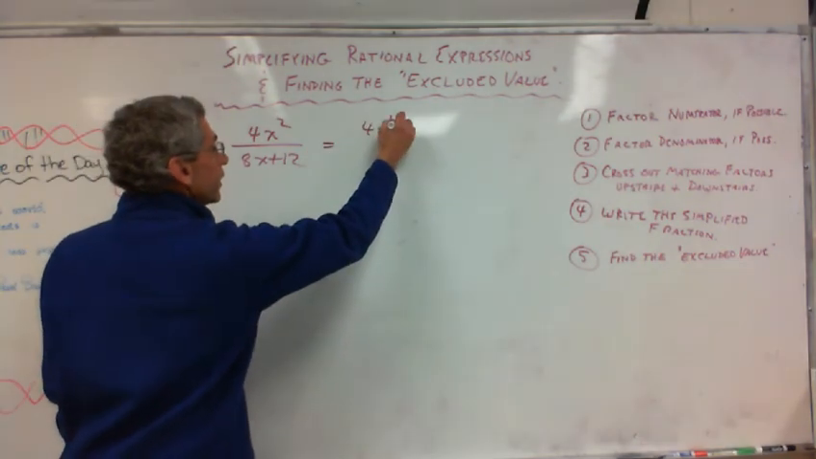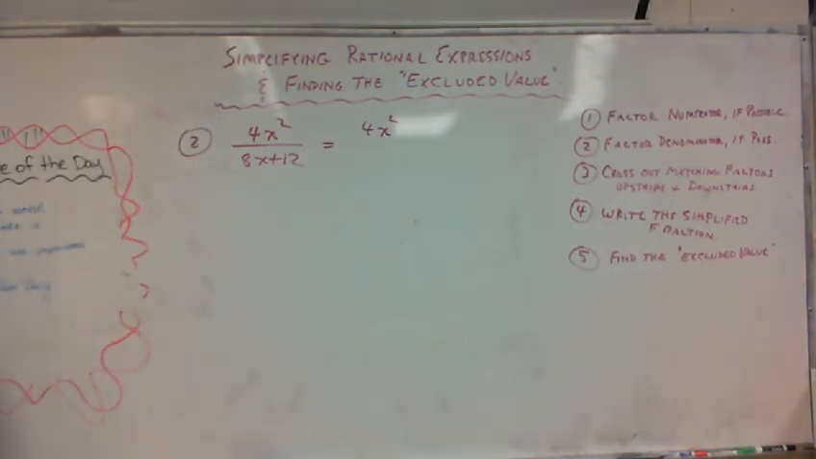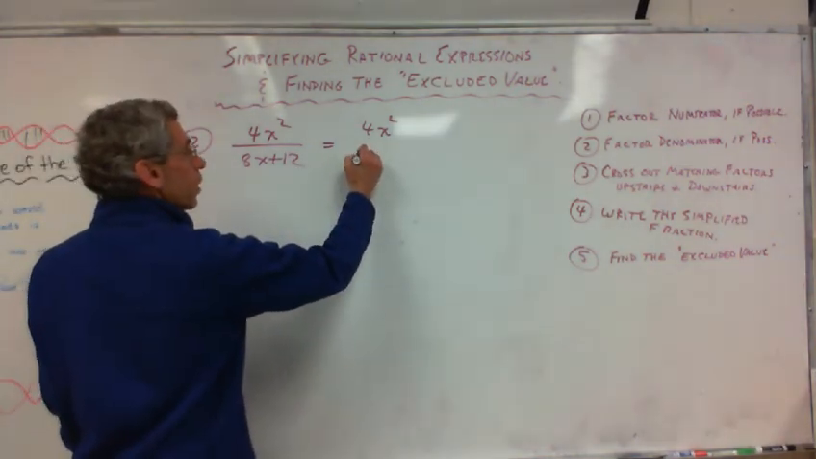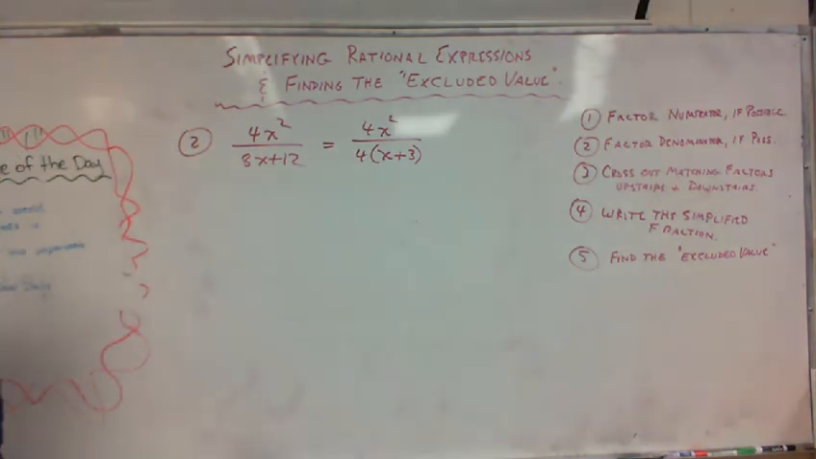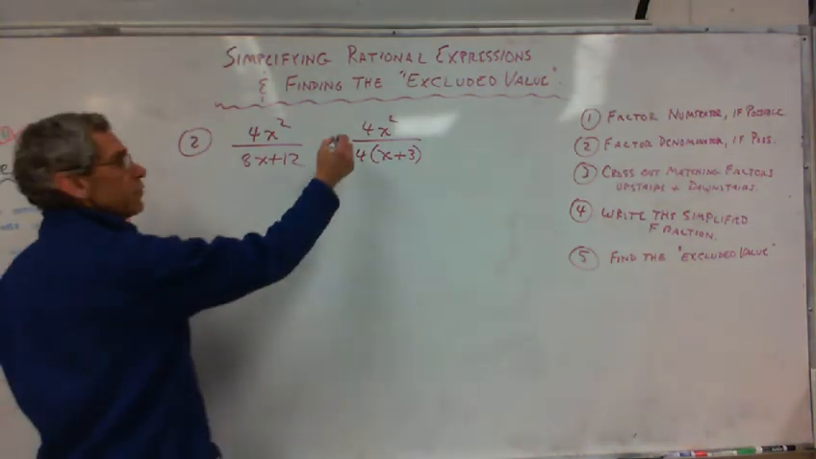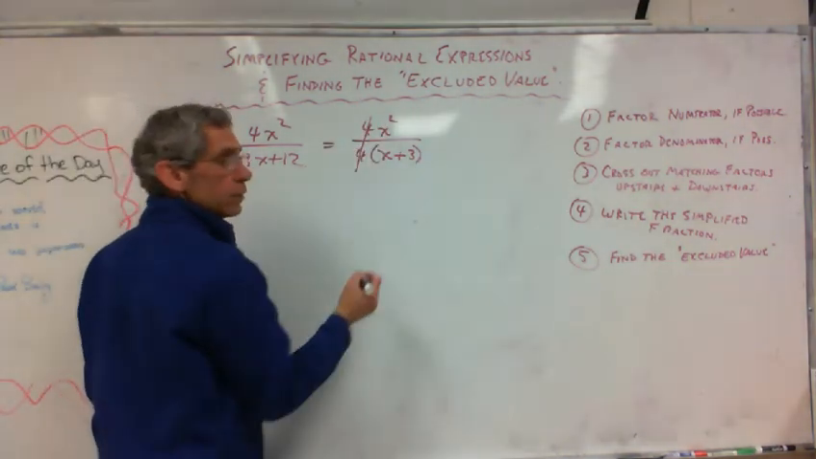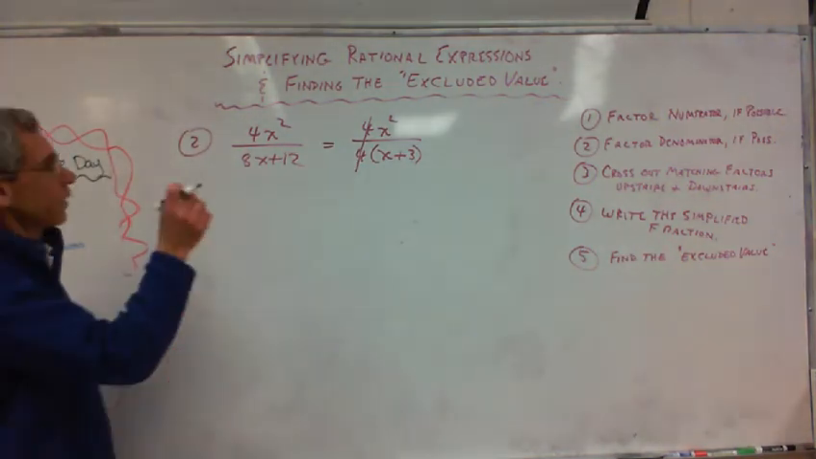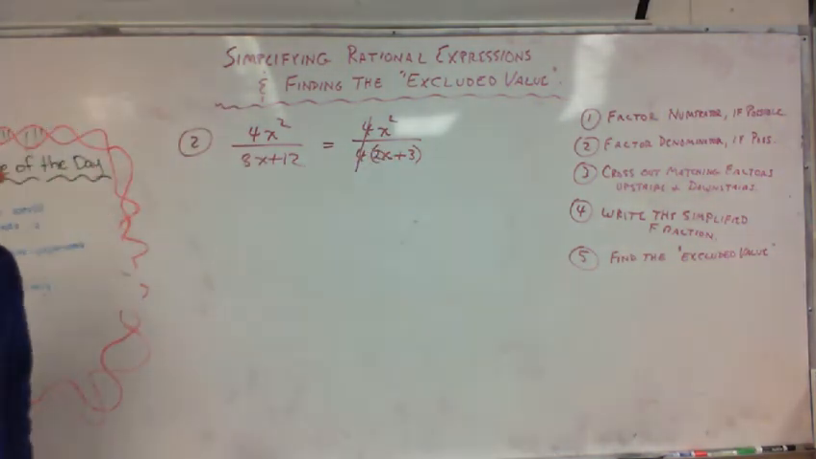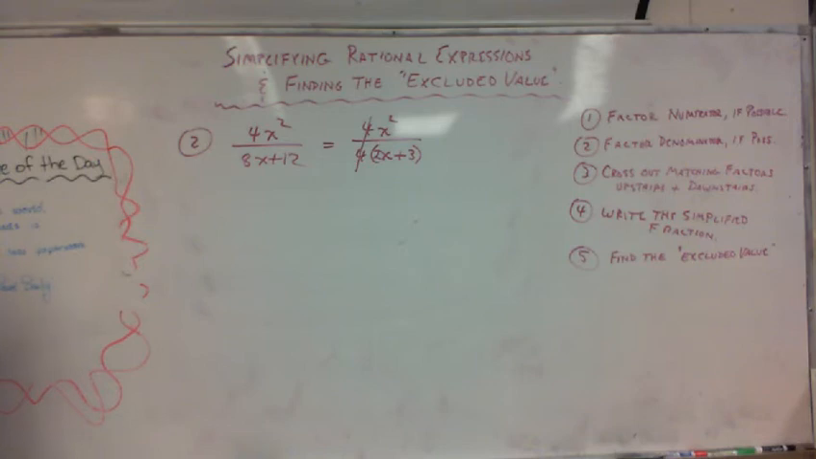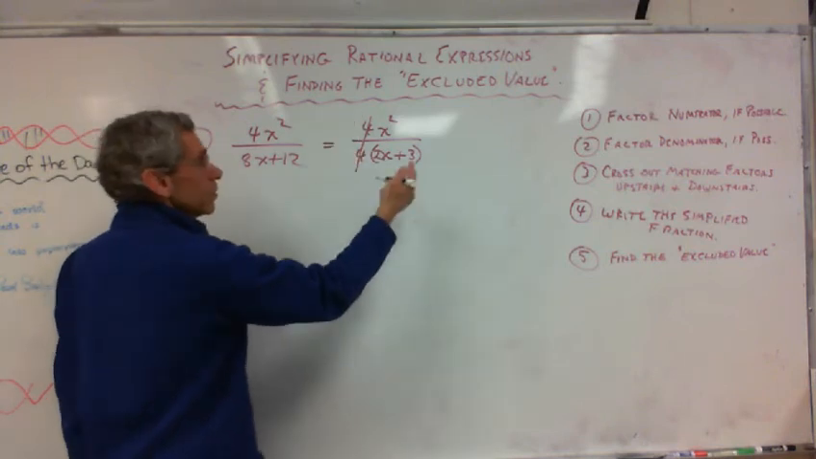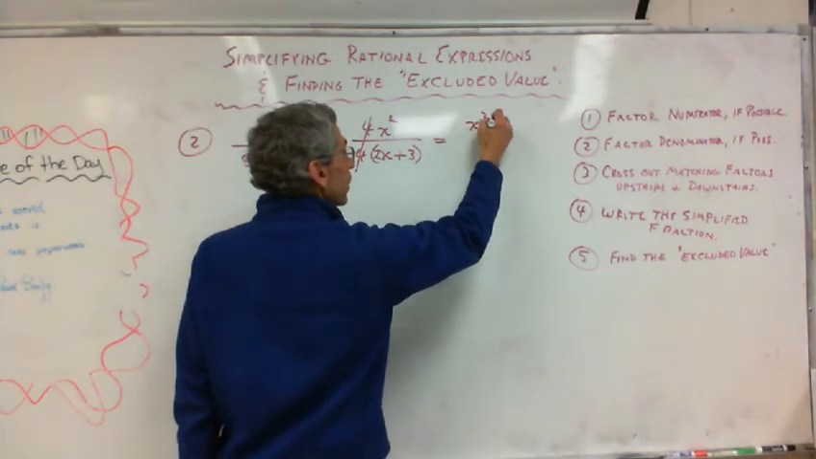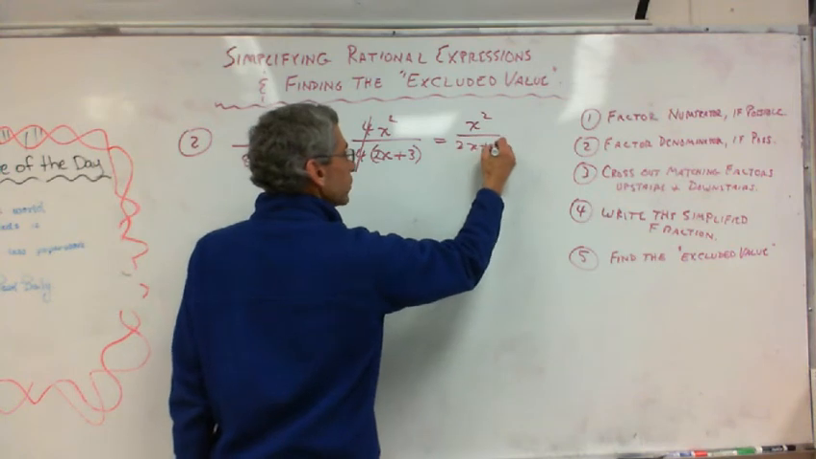Yes. What could it be? 4 parenthesis x plus 3, right? Okay, now what can I do? I could cross out the 4s, right? Wait, Gary, how is it 4? Did I do that wrong? Oh, sorry. It's 2, 2x plus 3. Did I do that right? Yeah, okay, good. So now we have 4 and 4, and I can cross out the 4s. So my final answer is x squared over 2x plus 3.